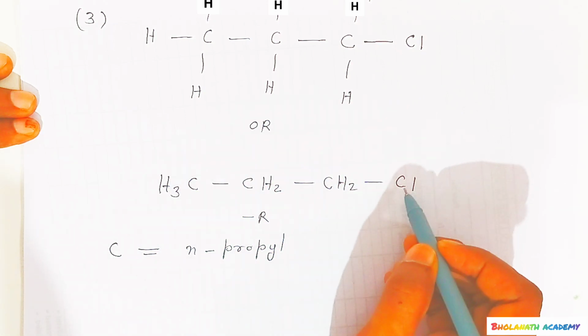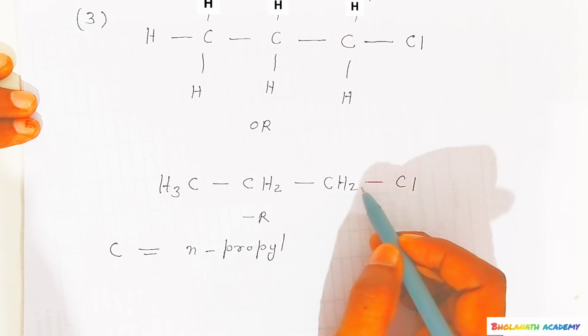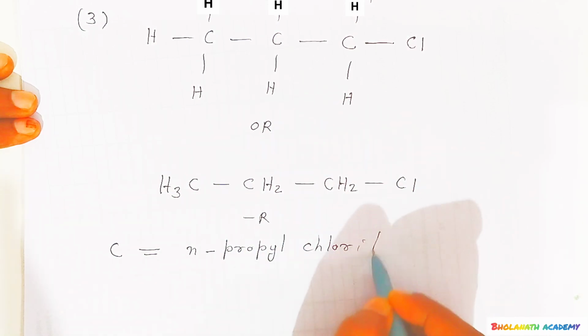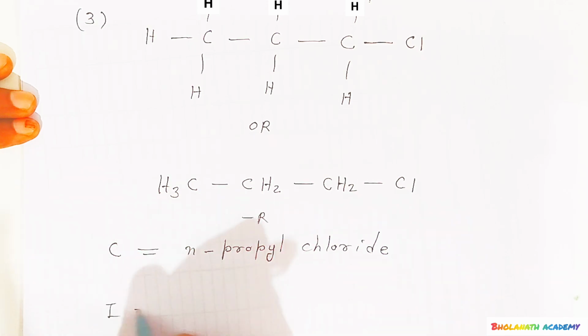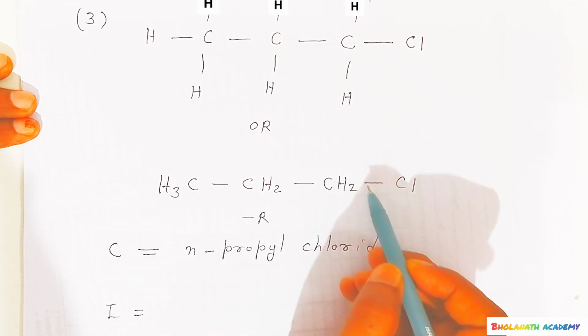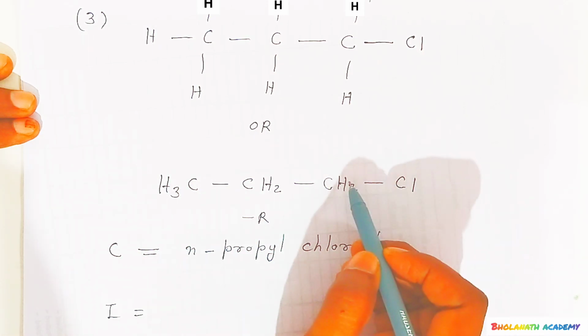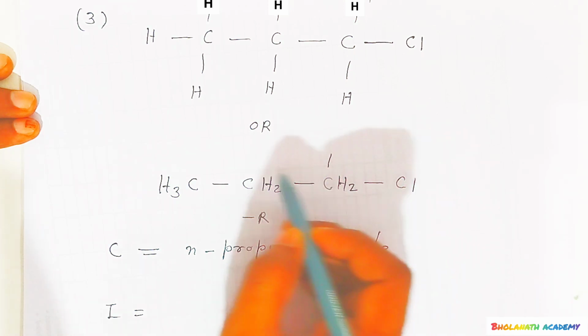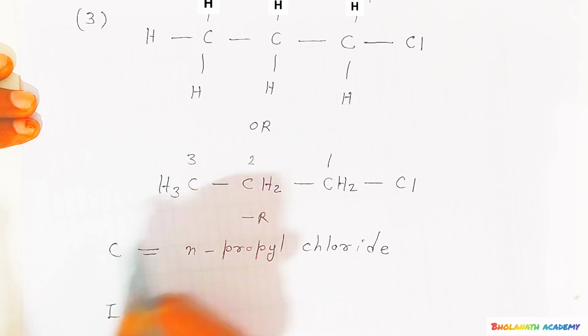And which type of halogen students? Here chlorine is attached to this propyl. So n-propyl chloride. What will be the IUPAC name, students? For that, you have to start the numbering from where the halogen is attached. So the halogen is attached to this carbon, so we will write first carbon, then this is the second, and then this is the third.